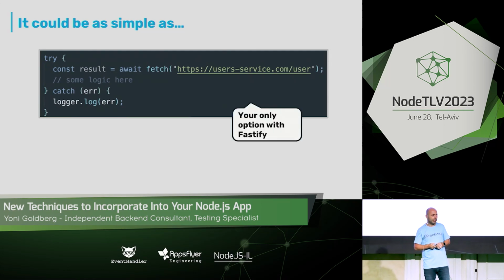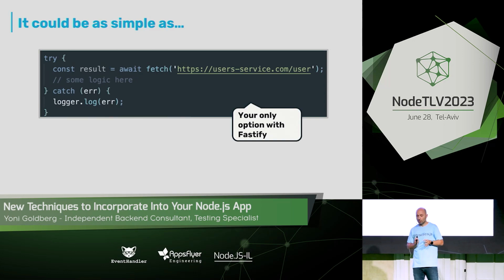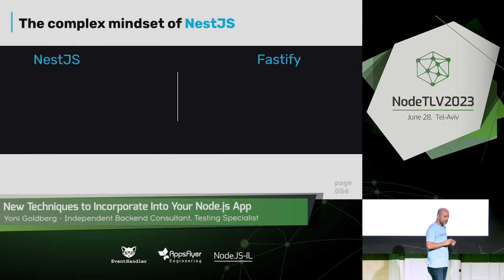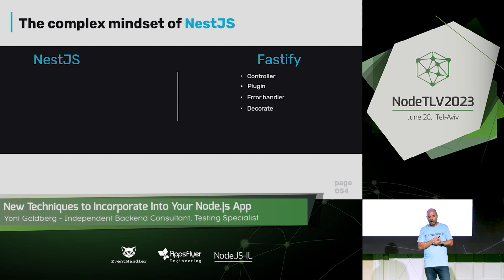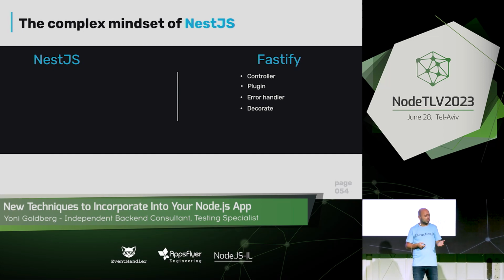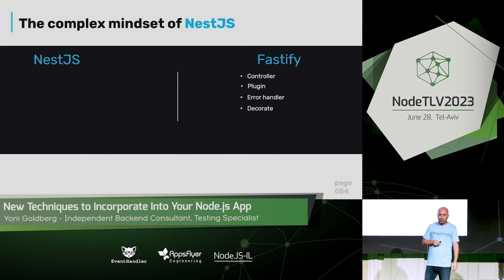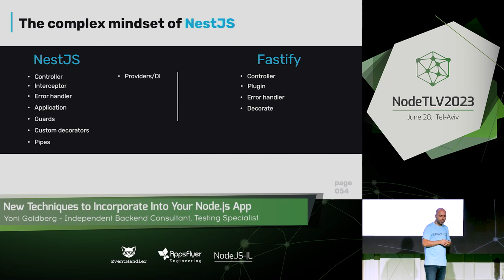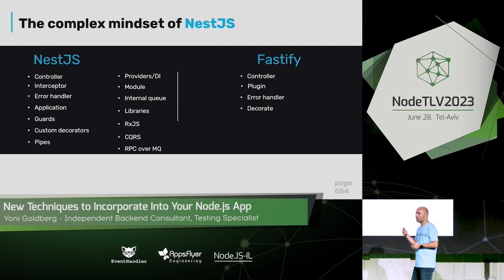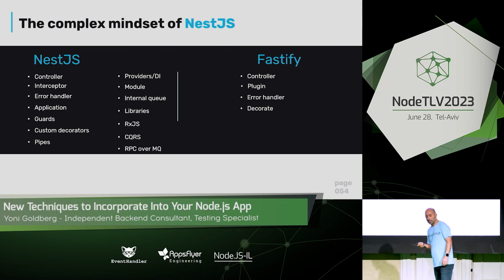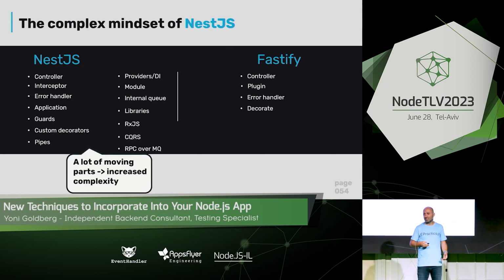And with Fastify, this is your only option. There is no abstraction. You have to stick to JavaScript and Node.js standards. And I think that overall, Nest brings a complex mindset. For example, if you code with Fastify, you have to learn these concepts first: controller, handler, decorate. I might have missed something. With Nest.js, you have to know about controller, interceptor, application guards, decorator, pipes, provider, module, internal queue, lifecycle, and the list goes on and on. Much more moving parts, and by definition, increased complexity.